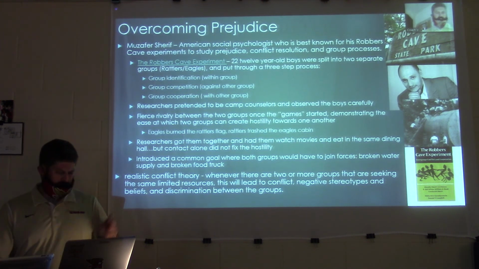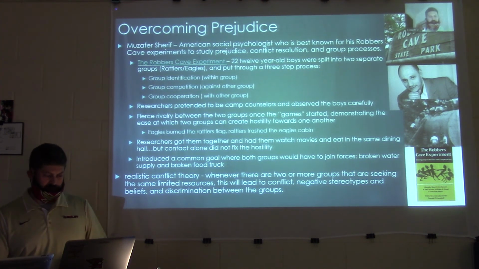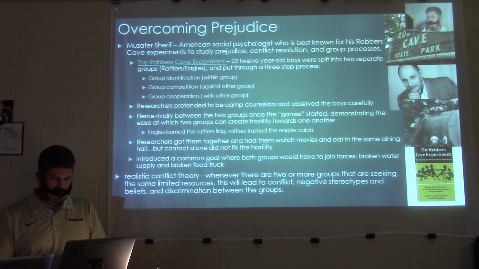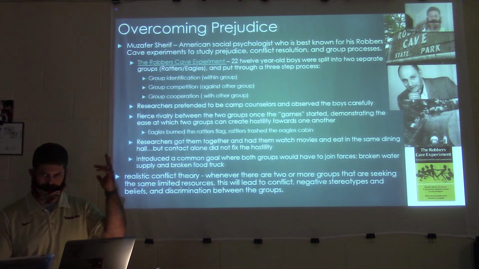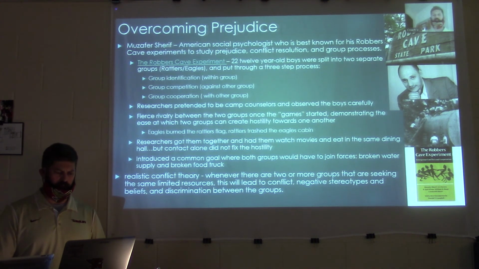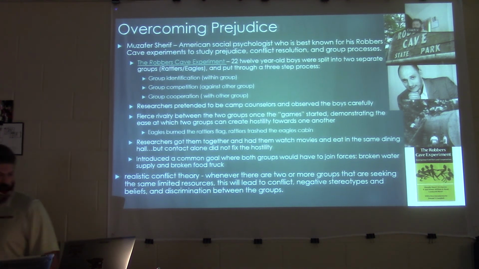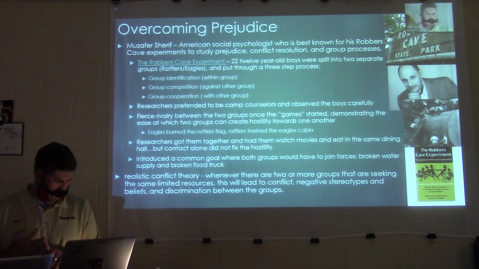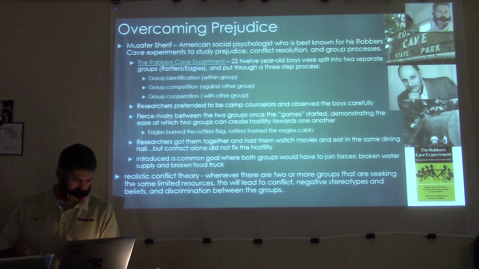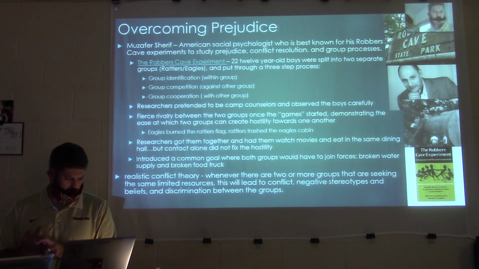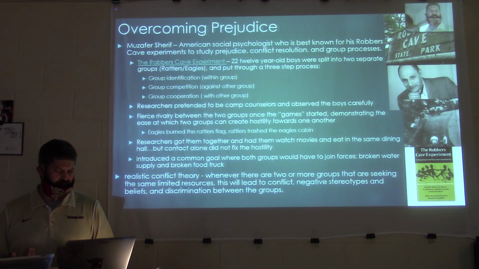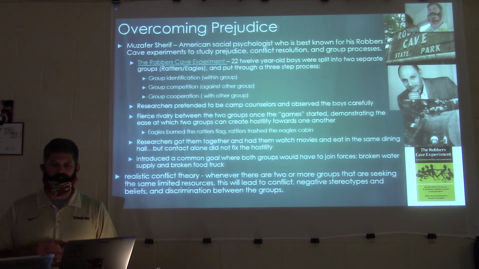Overcoming prejudice, Robbers Cave experiment. This is Muzafer Sherif. 22 boys get divided up into two groups. They create hostility. Yeah, so we've gone over this before. 3 stages: group identification, group competition, and group cooperation. What he comes up with is called realistic conflict theory, and this is so easy to understand.